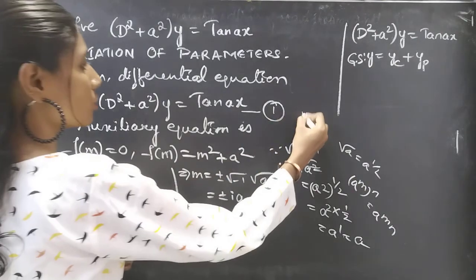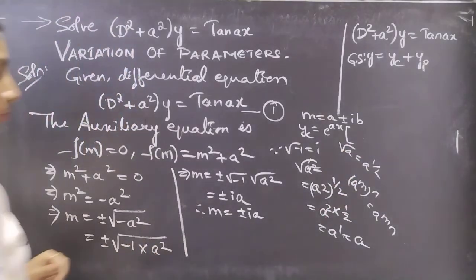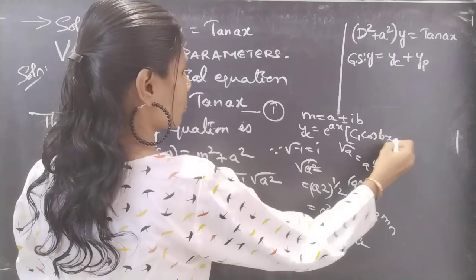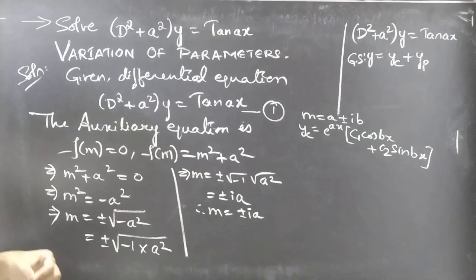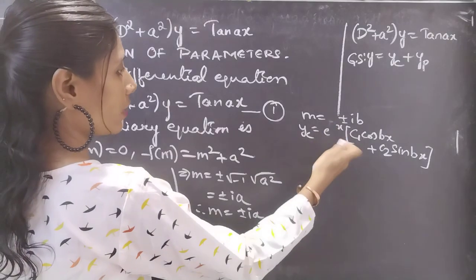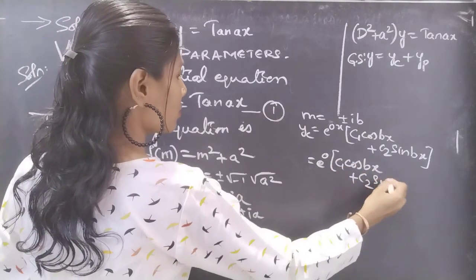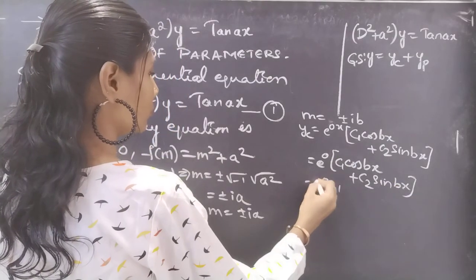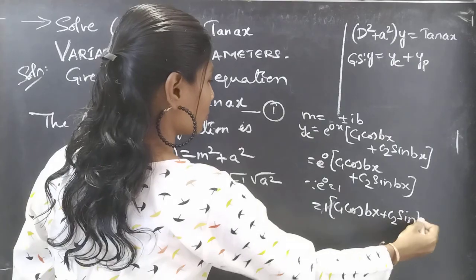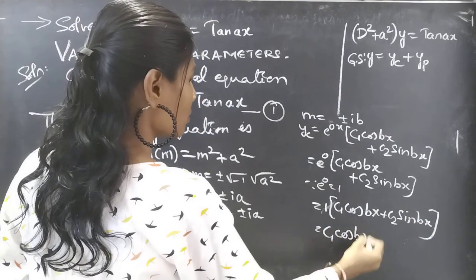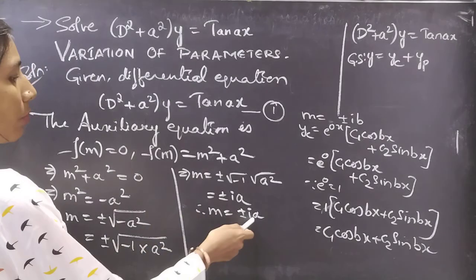We know that when m = α ± iβ, yc = e^(αx)(c1 cos βx + c2 sin βx), right? And when α = 0, we get e^(0·x), which is e^0 into (c1 cos βx + c2 sin βx). Since e^0 is 1, this becomes c1 cos βx + c2 sin βx, right?